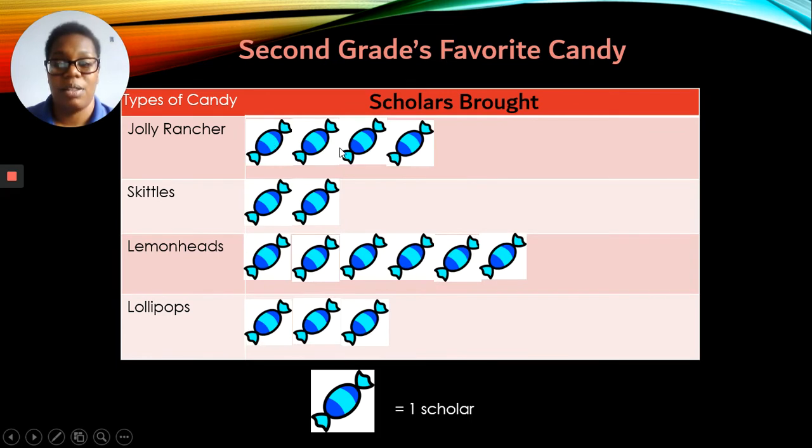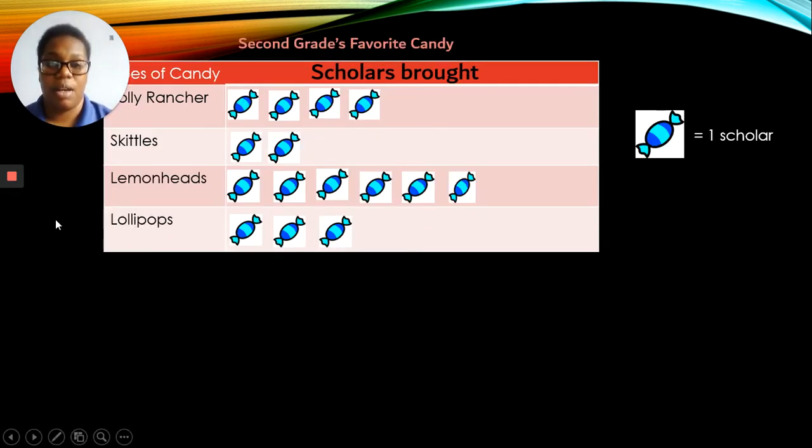Remember, 1, 2, 3, 4 scholars brought Jolly Ranchers, 2 scholars brought Skittles, 6 scholars brought Lemon Heads, and 3 scholars brought Lollipops. Wasn't that easy? That was easy. You can create your own pictograph. So we're going to do the next part in our objective, which is solve simple problems. Okay, here we go.